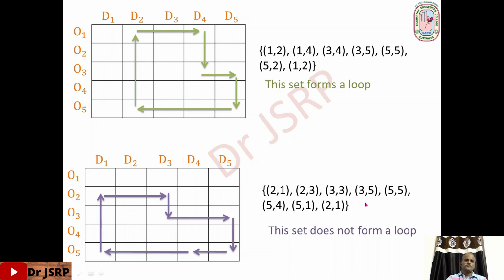Okay, so a loop means an ordered set of cells satisfying the three conditions. The first one is that any two adjacent cells lie in the same row or in the same column. Any three or more adjacent cells do not lie in the same row or in the same column. And the first cell is the same as the last cell.